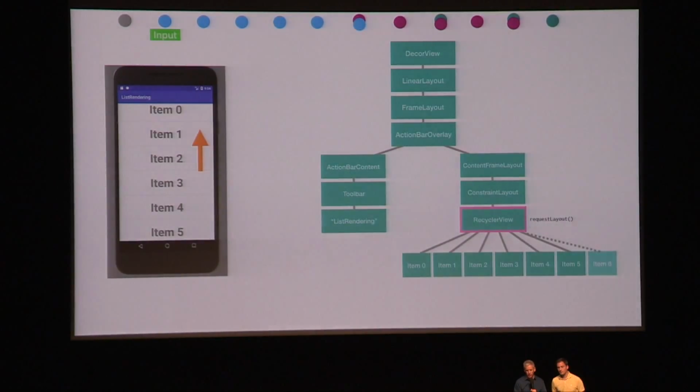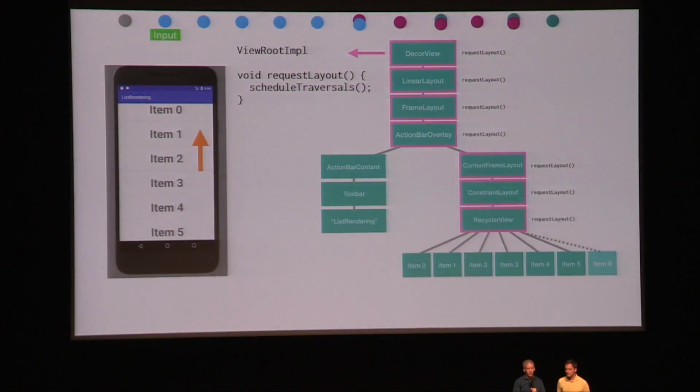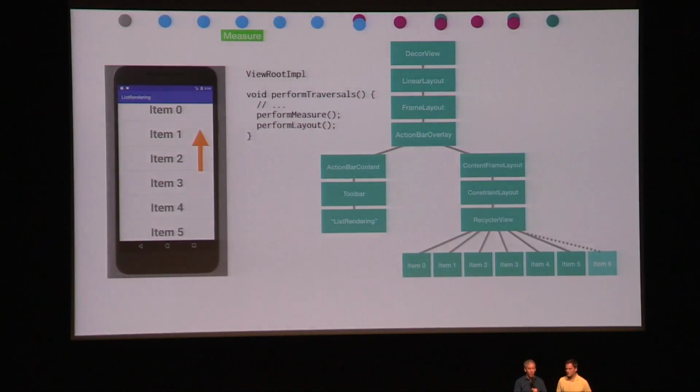So there was an add view on the view group that results in a call to request layout on that view group, and request layout propagates all the way up, again to view root impl, and request layout does exactly what invalidate did before. It says schedule traversals. We end up in perform traversals, except this time instead of just doing perform draw, we're going to do a perform measure and perform layout.